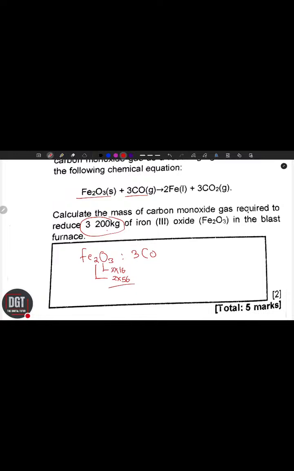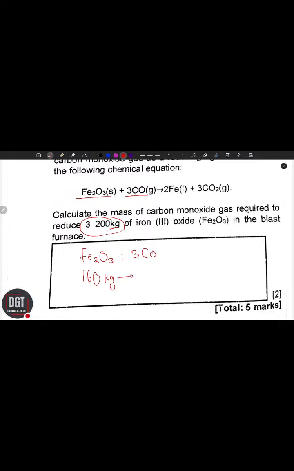So this is 112 plus 16 multiply 3. So 3 multiply 16 is giving me 48. So 48 plus 112. 48 plus 112 is giving me 160. So 160 kg. We are using the units of mass that is given.